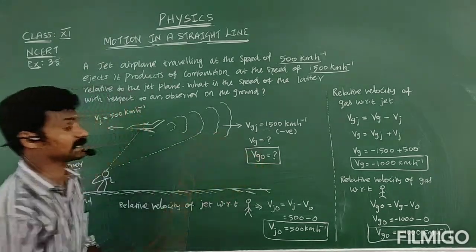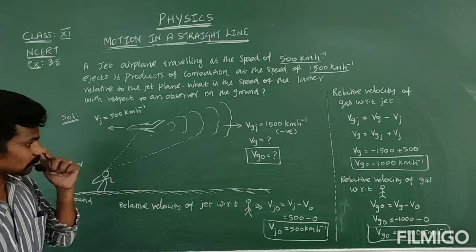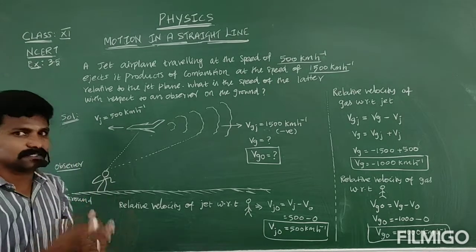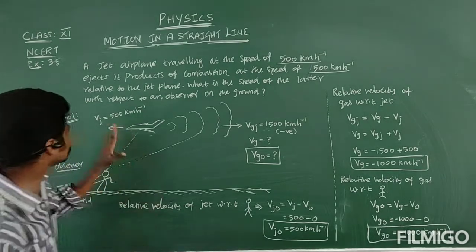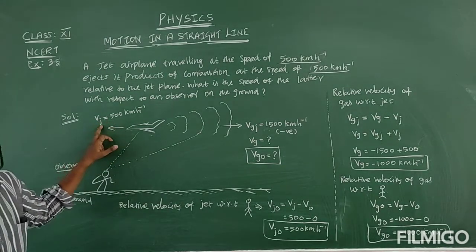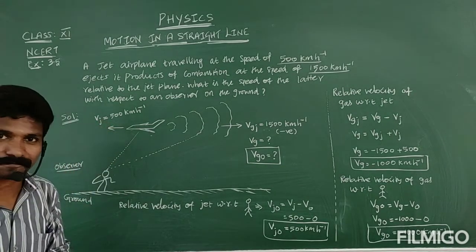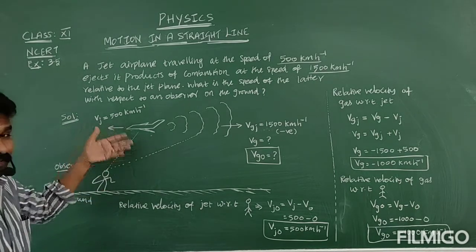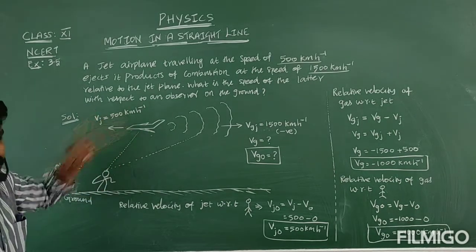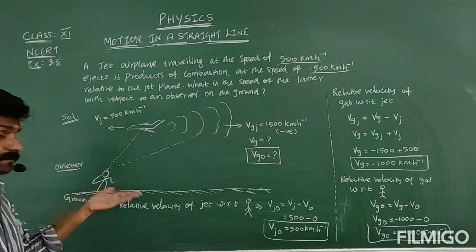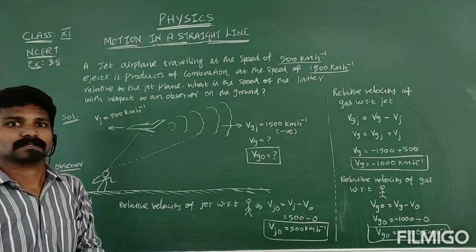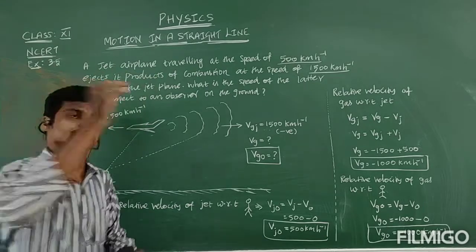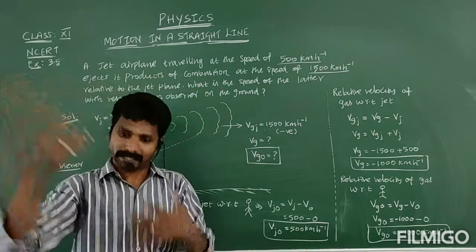So this is the velocity of the gas with respect to the observer. Okay, so we will move step by step. The velocity of the jet is given, that is 500 km per hour. So what about how the observer feels the speed of the jet? Now exactly, that observer is in rest position. So the jet is moving like this. Okay, now I am in rest position.